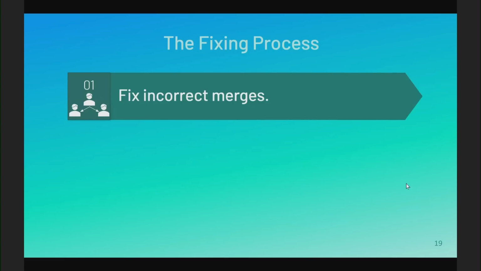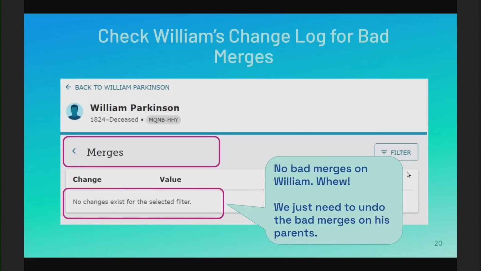Step one in the process: the first thing I want to do is check William's changelog for any merges on him. The way I did that is I clicked filter and then I clicked the merge button. Probably a lot of you are familiar with that. It just displays merges in the changelog. We see here it's filtered to merges, but it says there aren't any merge changes. So no bad merges on William. Absolutely fantastic, means we don't have to worry about him.